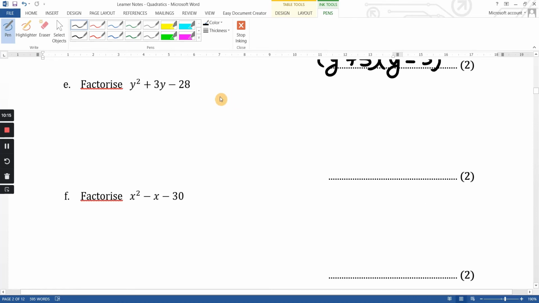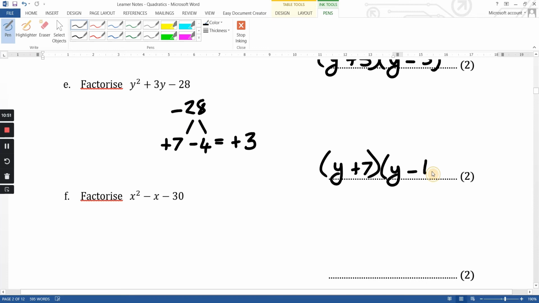Next one, I need minus 28 here, and they're going to make a positive 3. Two numbers that make 28 are not 14 and 2, that's not going to work. 7 and 4, definitely 7 and a 4, because that's going to give me the 3, isn't it? Again, that's minus 28, so one of these has to be negative. It's definitely going to be that one. So it's y plus 7, y minus 4.